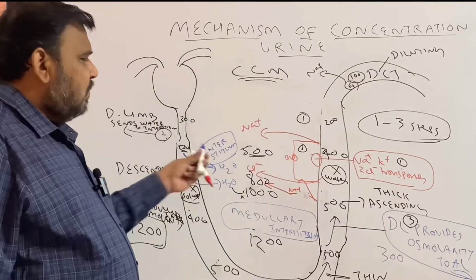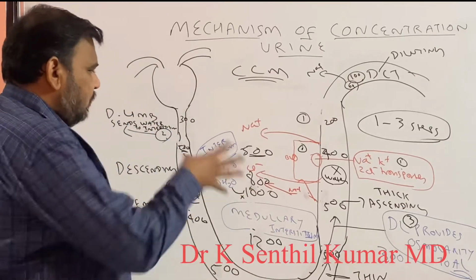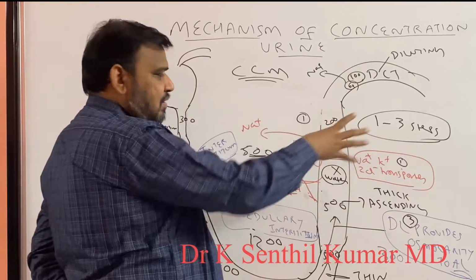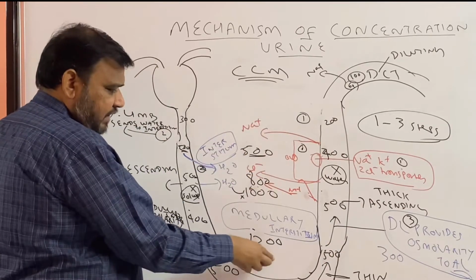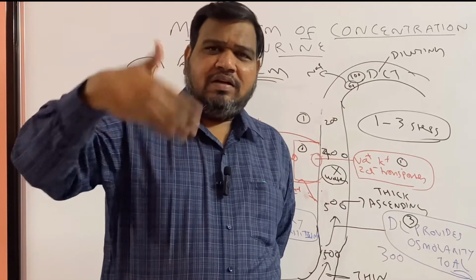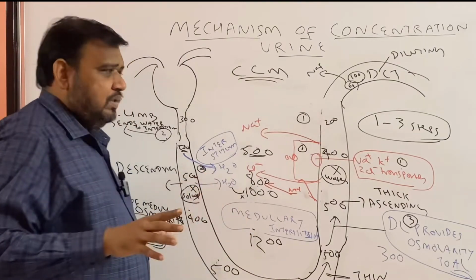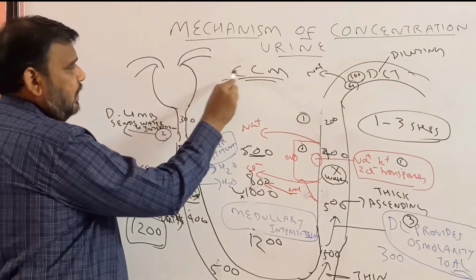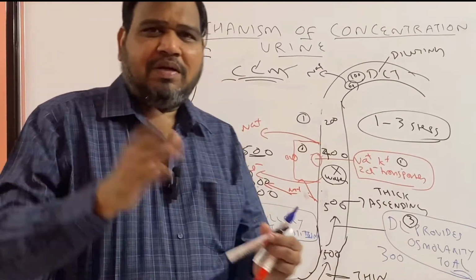Now next question, why is this called the countercurrent multiplier? You can see here, we started with all 300, then it became 400, 500, 600, 800, finally 1200. So it is multiplying. From 300 it has come to 1200. That's why this is called the countercurrent multiplier. Why countercurrent? Counter means opposite.